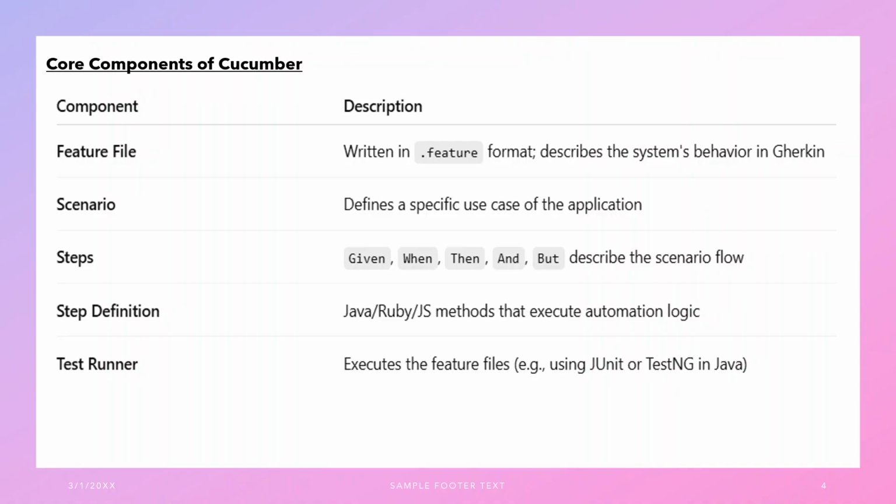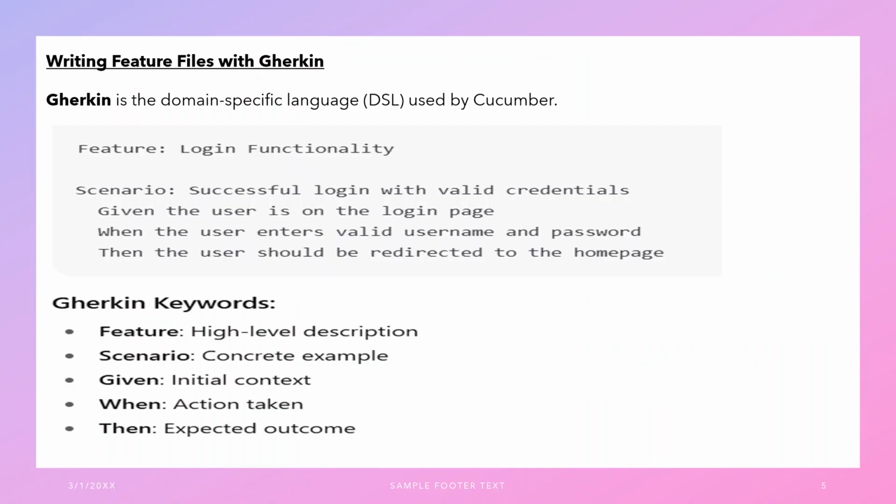The core components of Cucumber are the feature file, scenario, steps, step definition, and test runner. Okay, this is the part of the core components of Cucumber. Next is a sample of the feature file, which is written in the Gherkin language. So what is the Gherkin language? It is a DSL, meaning domain specific language, used by Cucumber.